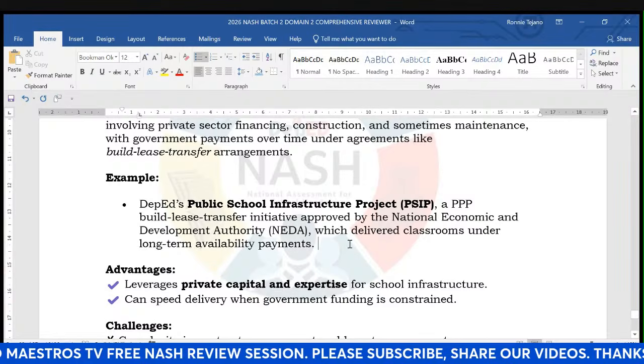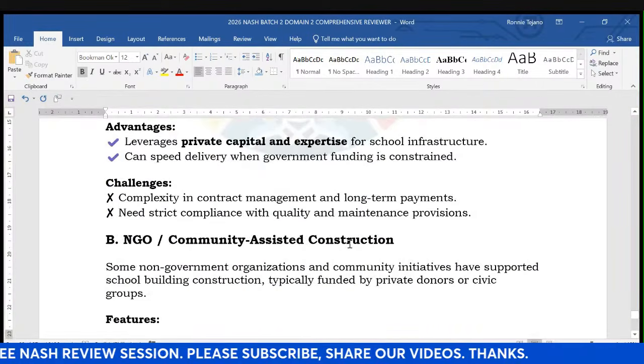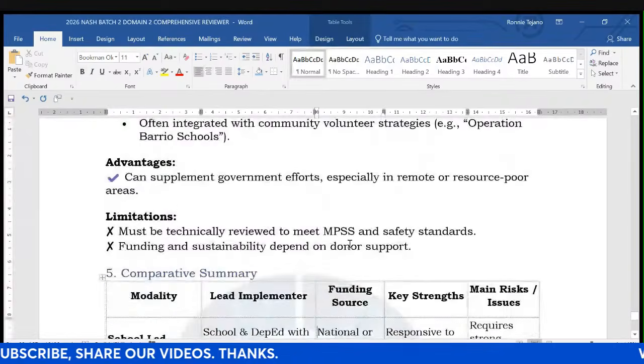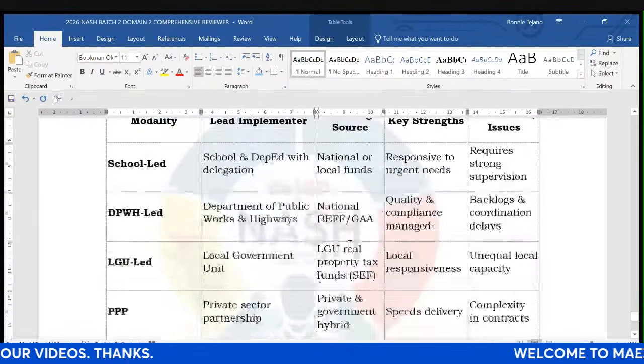The PSIP. Then we also have NGO or community-assisted constructions. And yan, summary.